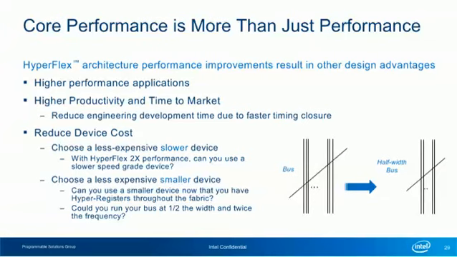Or you may decide to use the performance improvement gain to take your design running 2x faster and run it at half the original bus width to reach a performance parity, but allow for use of a smaller device and again reduce the cost of your solution.